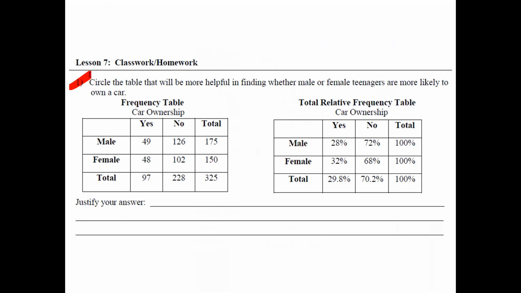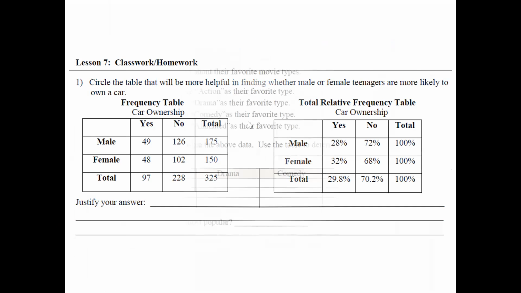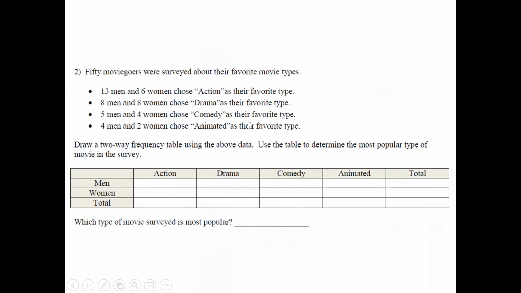All right, give this one a try on car ownership. All right, let's go and take a look at this question here. 50 moviegoers were surveyed about their favorite type of movies. So 50 goes here, okay? 13 men and 6 women chose action as their favorite. So here is action. So 13 men, 6 women. So altogether, that's gonna be 19. Drama has 8 men and 8 women.